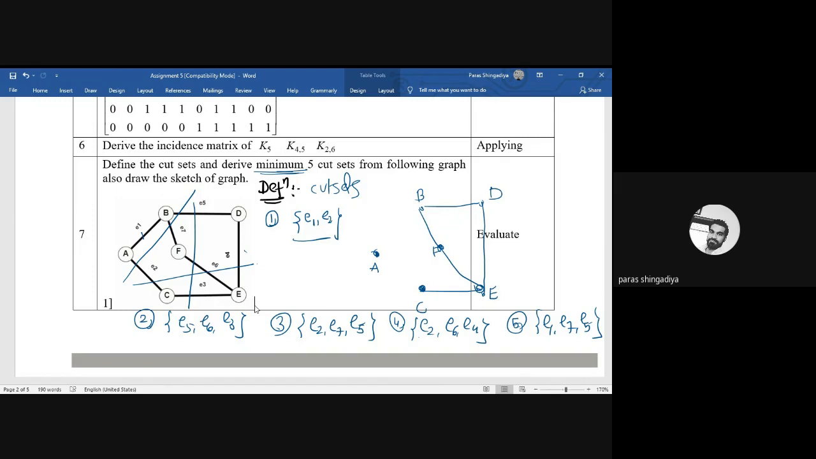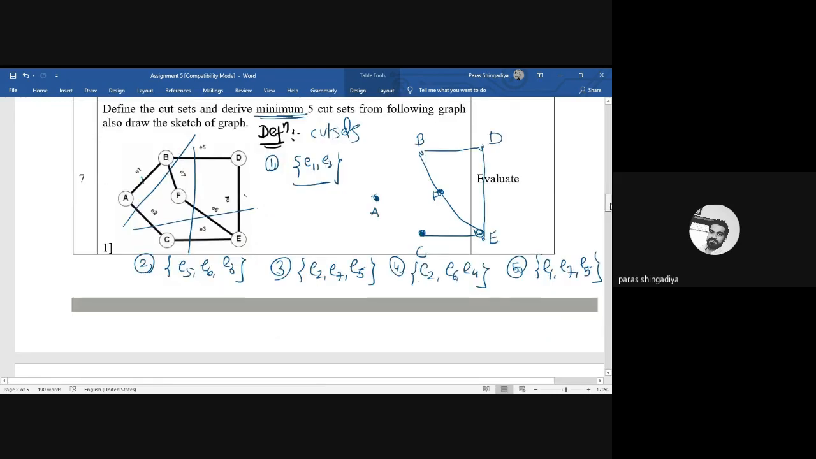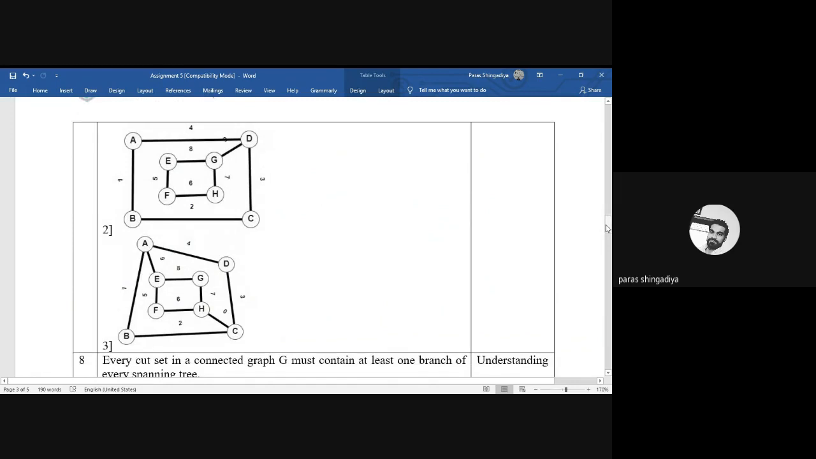Okay. Now try it for the second graph. There are 2 to 3 graphs given here. Now solve the second and third one. Find a minimum of 5 cut sets for the second as well as the third. So try it.